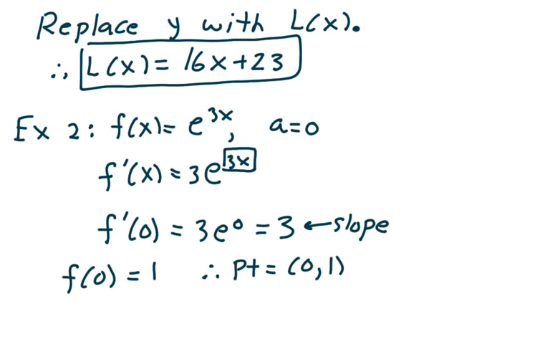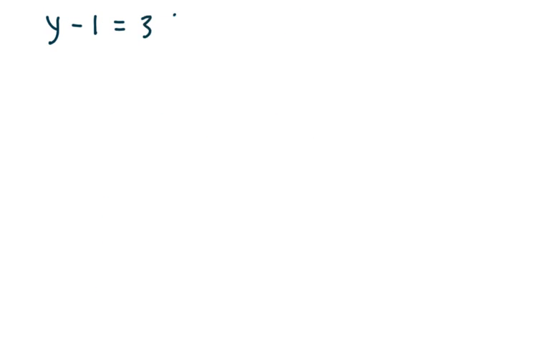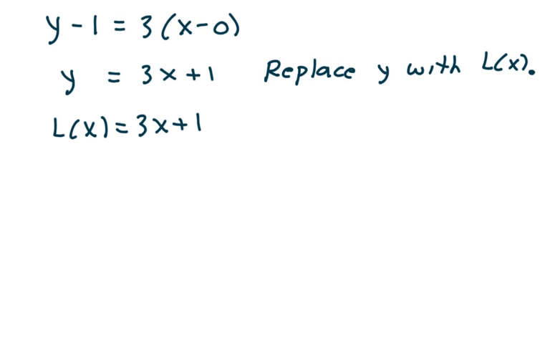Now, we could use y equals mx plus b. It doesn't matter. I mean, we could still stick to the same thing. Y minus 1 is equal to the slope, which is 3, times x minus 0. So y is 3x plus 1. Replace y with L of x. And you're done. And you could say L of x is 3x plus 1. And that's how you find the linearization of the function.